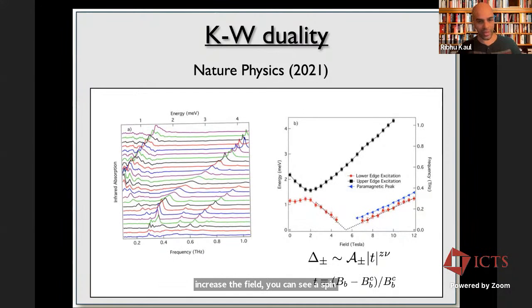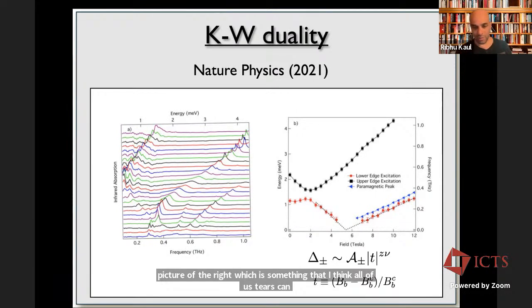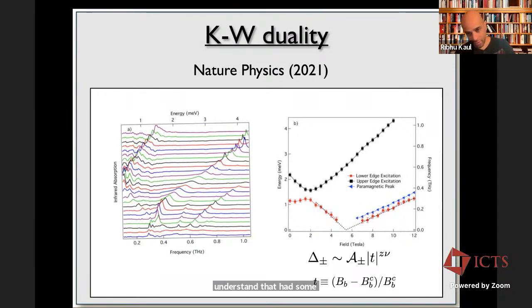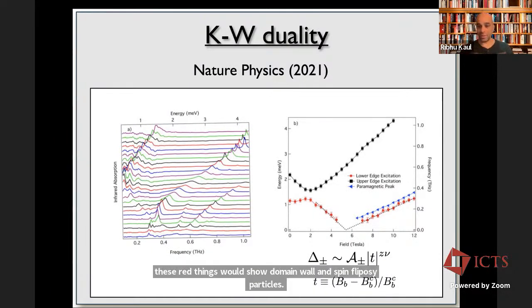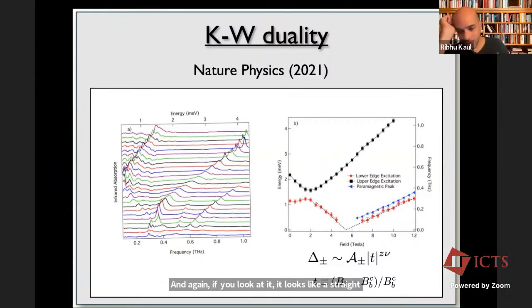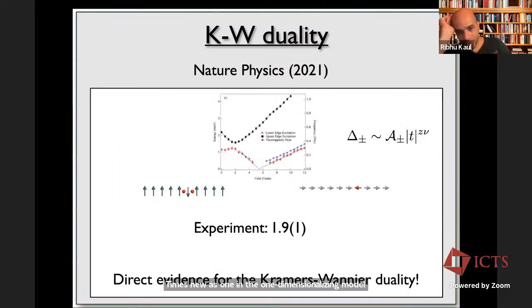And so if you extract the peaks, you get the picture on the right, which is something that I think all of us theorists can understand, and some experimentalists too. So you have these red things which show domain wall and spin flip quasi-particles. And again, if you look at it, it looks like a straight line, which is what you expect close to the critical point, because z times nu is 1 in the one-dimensional Ising model. And if you calculate the ratio of the slopes, it turns out to be 1.9 in the experiment. Okay, very close to 2.